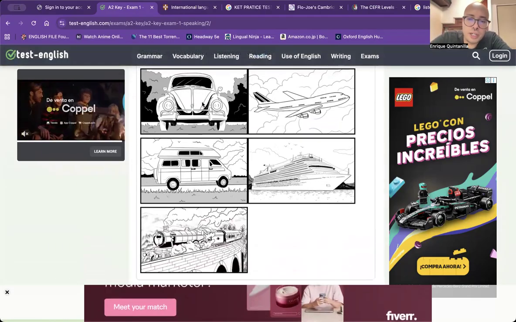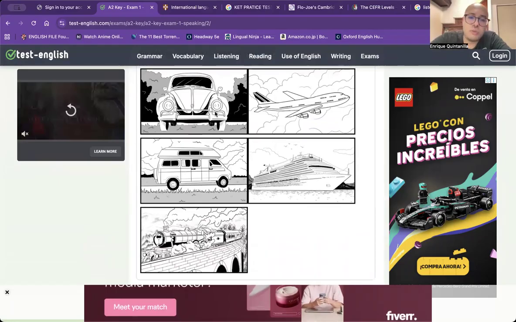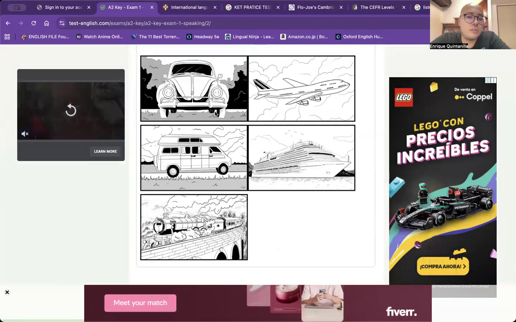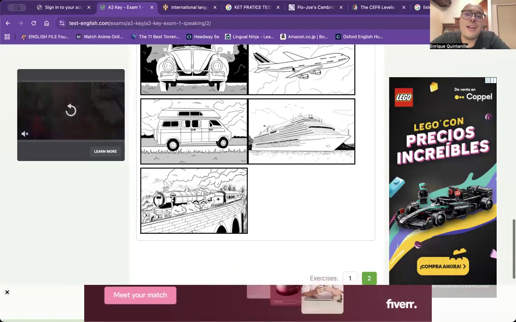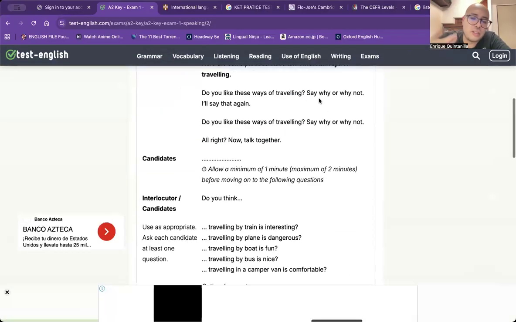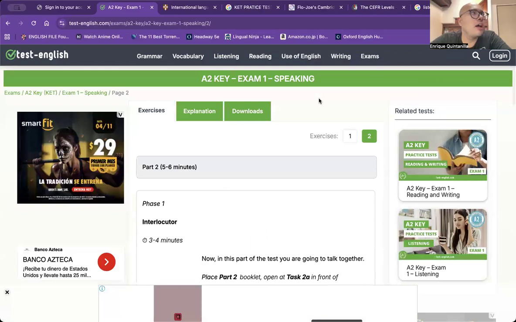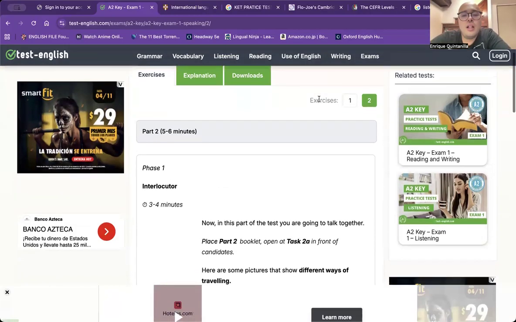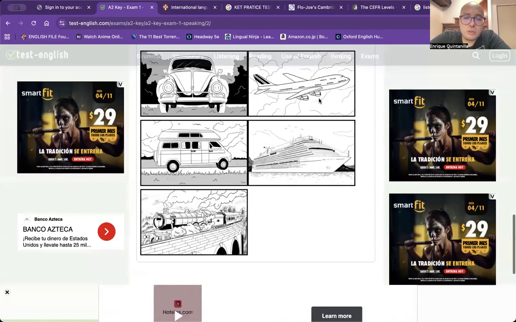Yes, I love traveling by car because sometimes I do it with my family. I can see the landscapes on the roads, etc. I don't like traveling by train because I am afraid of heights, and it's not for me, etc. So basically, it's participating in this collaborative work and not being in silence, porque si nos quedamos callados, obviamente nuestra mark is going to be low. Vale.